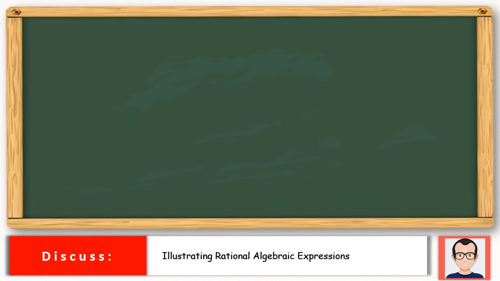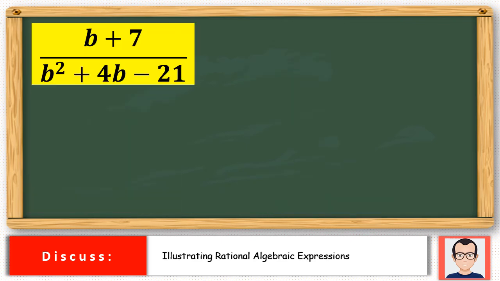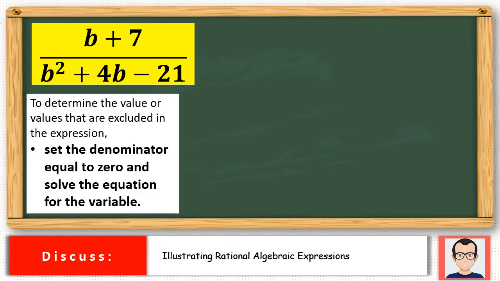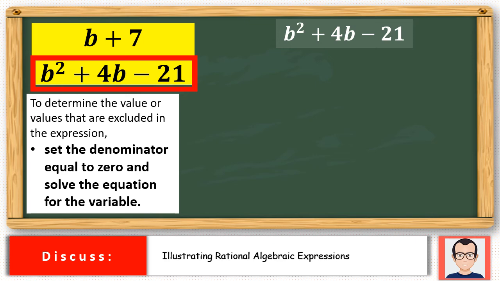For our last example, let's solve b plus 7 over b squared plus 4b minus 21. In this case, we have a quadratic equation as our denominator. We follow our guideline by equating it to 0. Then, we apply the concept of factoring. When we factor b squared plus 4b minus 21, what do you think is our answer? By solving it, we will have b plus 7 times b minus 3.